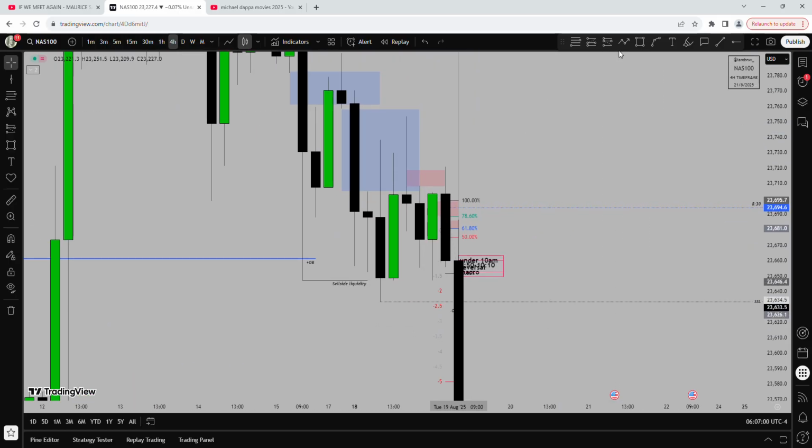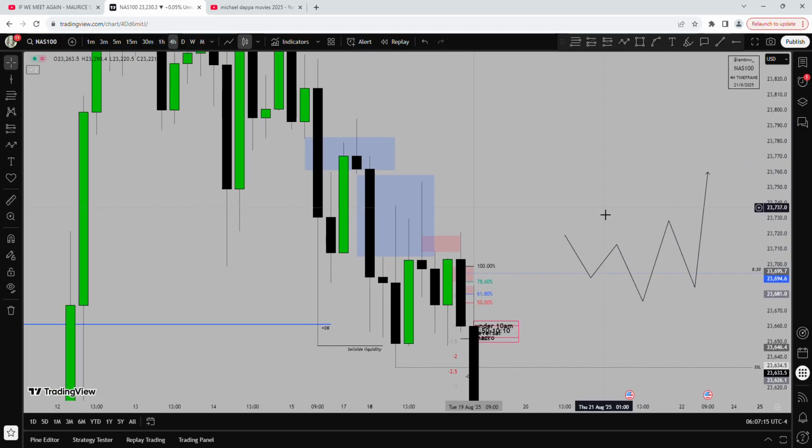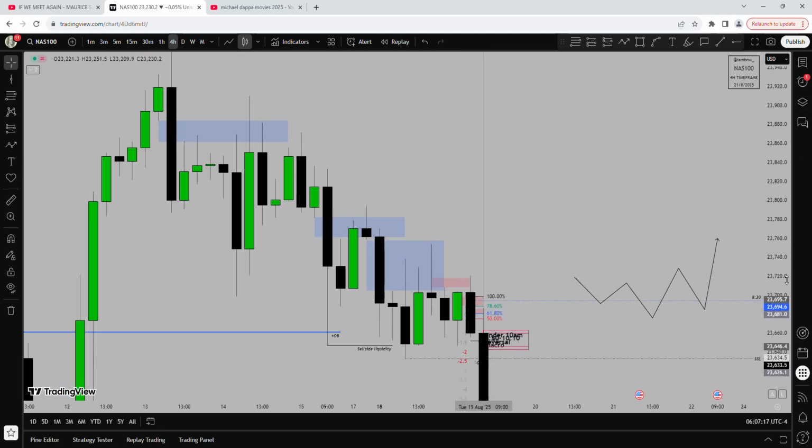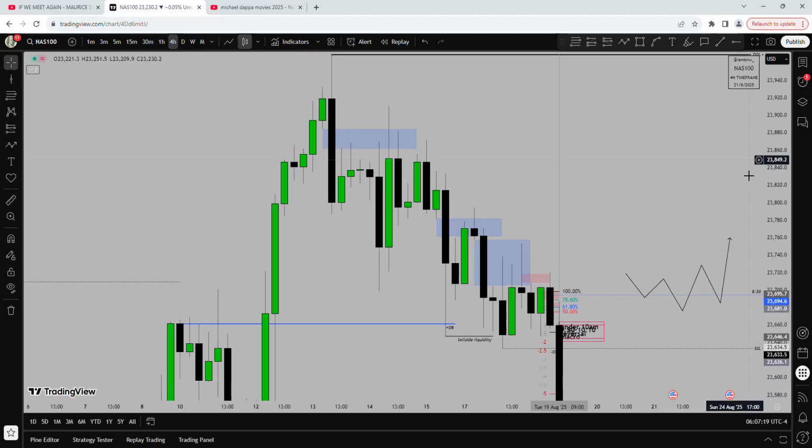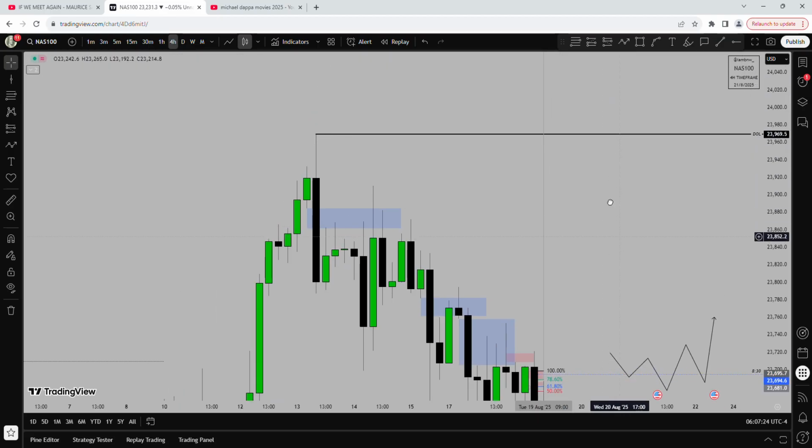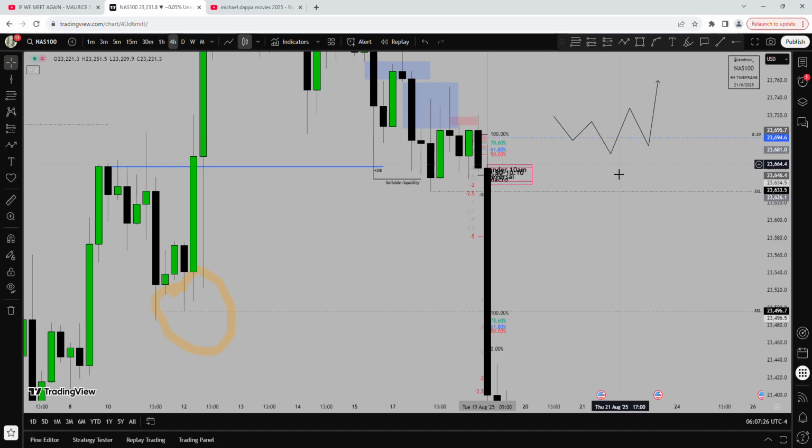I wanted to wait for a market maker model to see if we're going to get a reversal, right? So if I had seen something like this, then I would know that, okay, we are now going to trade up to this draw on liquidity. If I had seen something like this on the time frame I'm looking at, so I want to see something like this on the 4-hour time frame.